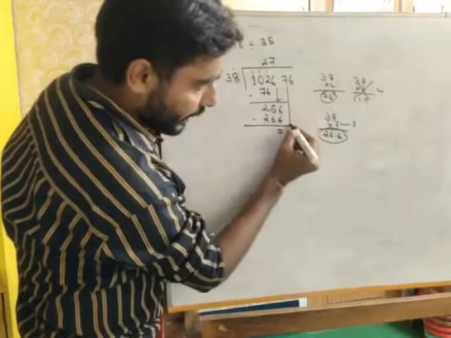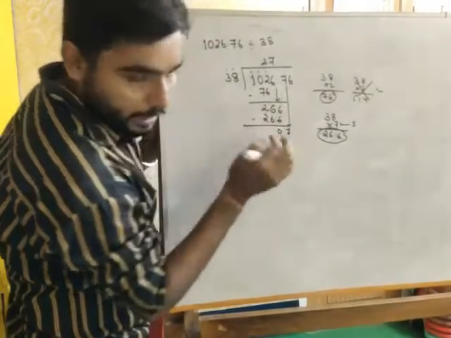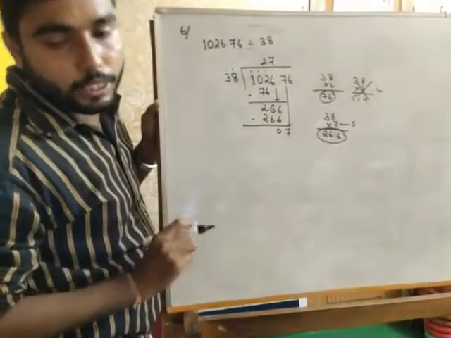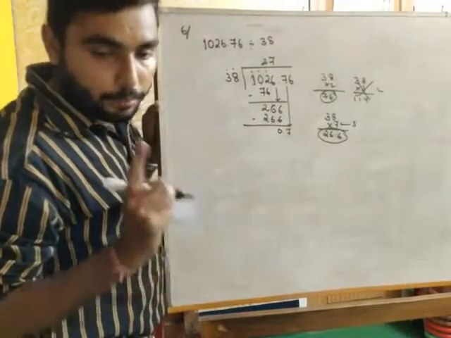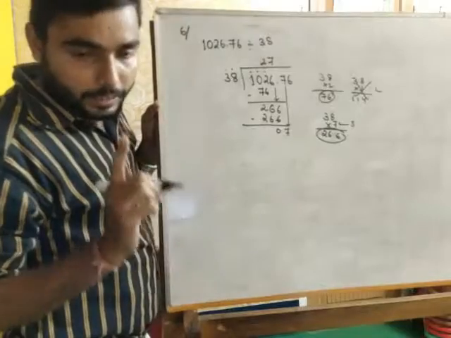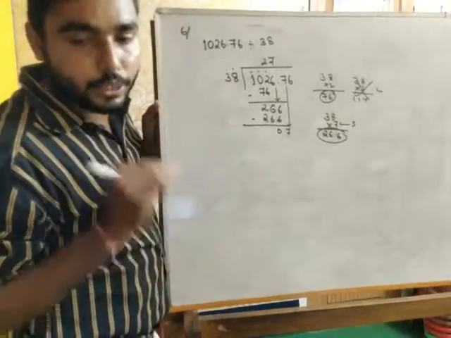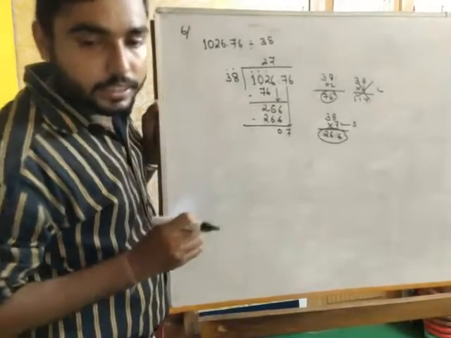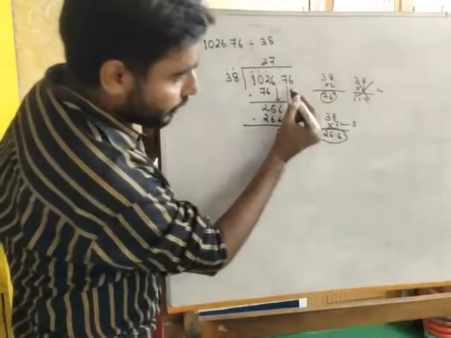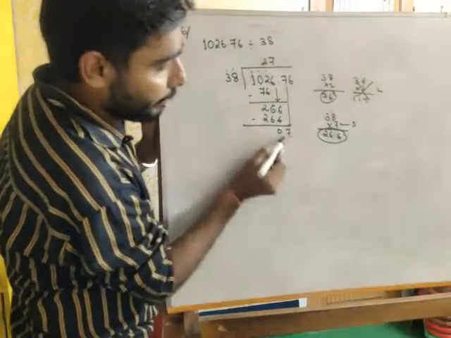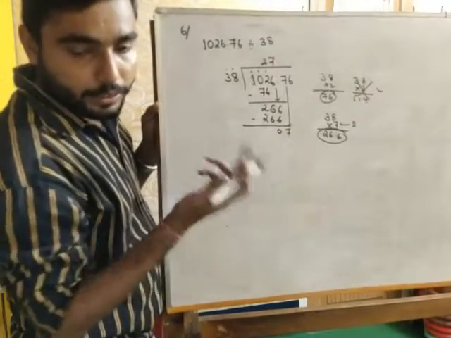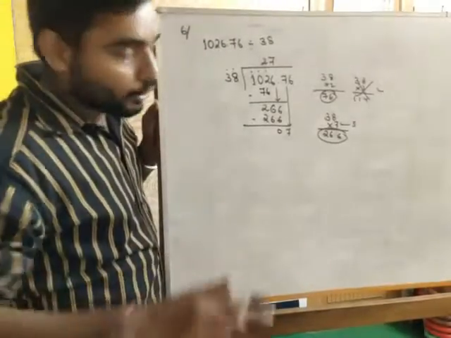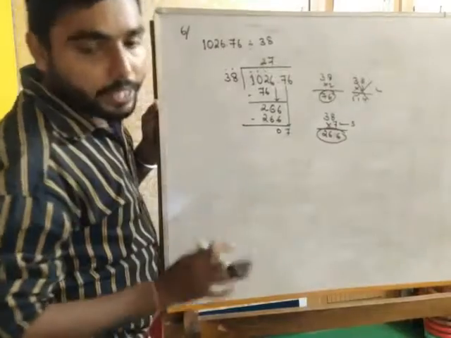So one digit at a time you can take down. You can take one digit down at a time. This is the rule. You cannot bring down all the digits together. So 7 taken down. Will 7 come in the table of 38? No, because 38 into 1 is 38, 38 into 2 is 76 and so on. A smaller number will not come in the table of 38.